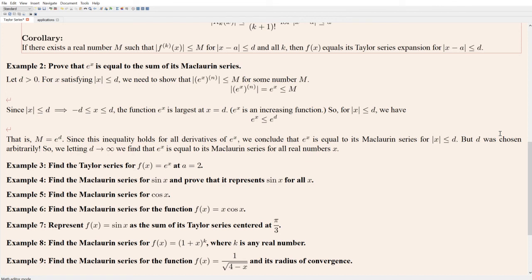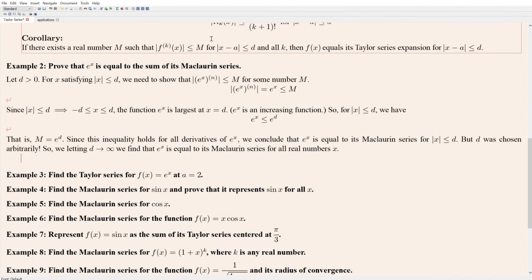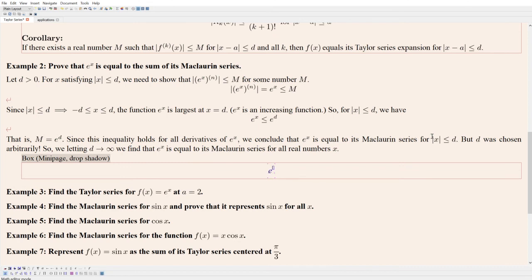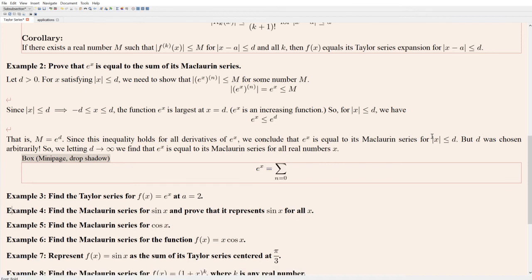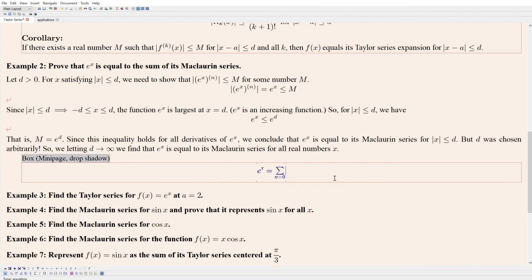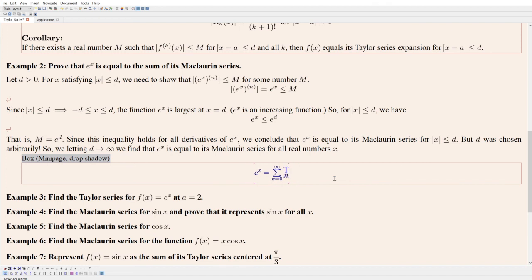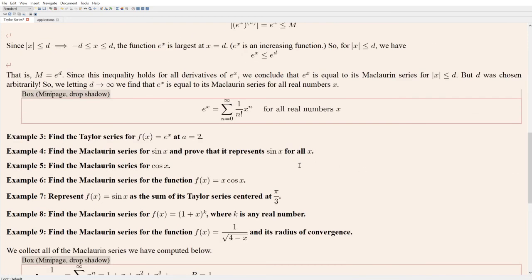So that's very nice. This is sort of the best outcome that we could have hoped for. So let me put that in a box because it is a very nice fact. So e to the x is in fact equal to this series for all real numbers x. So that is very cool. That is a very useful fact.